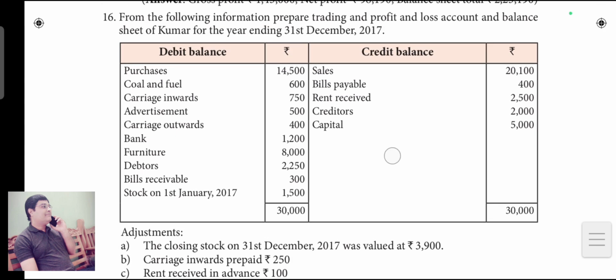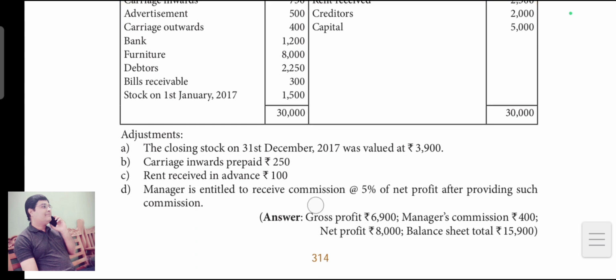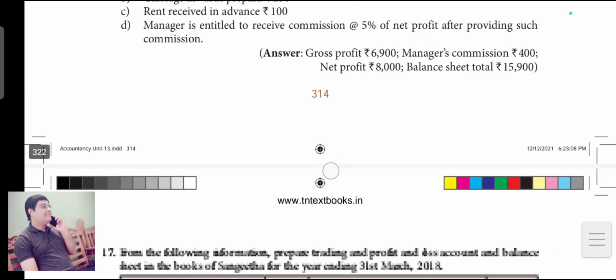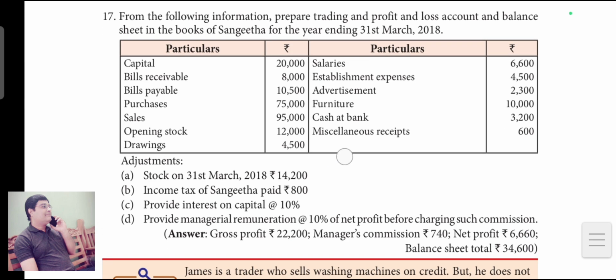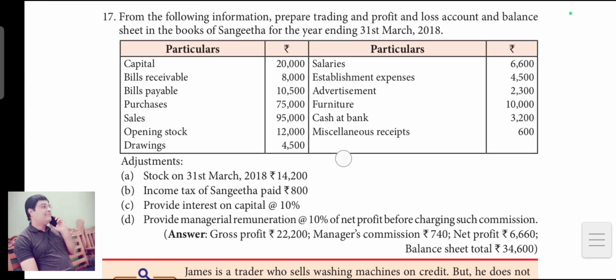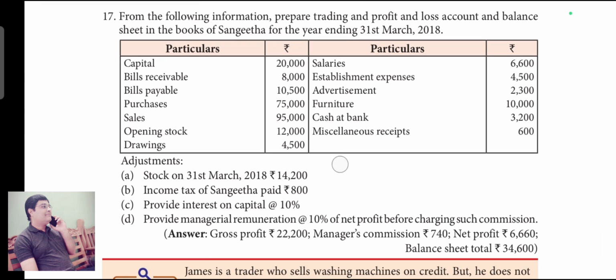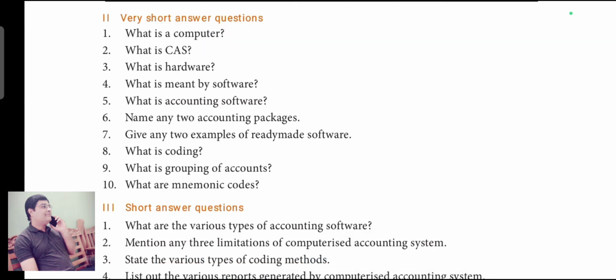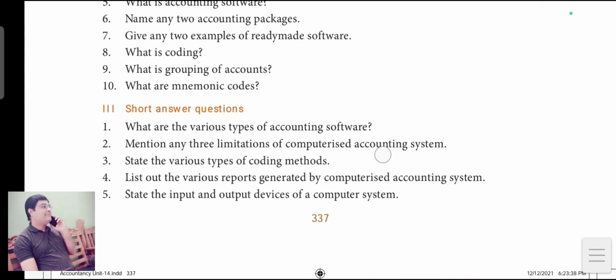Then sum number 16. In this sum, this commission, manager commission is very important. And 17th sum, 16 and 17 is very important 5 marks point of view in this chapter. In the last chapter, 1, 2, 3, 4, 6, 10. In short answer, 1 and 5 is very important.